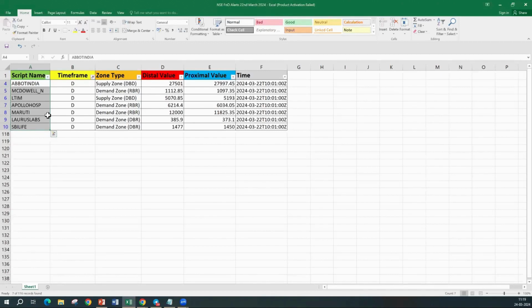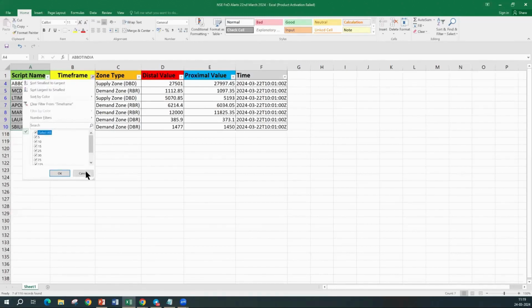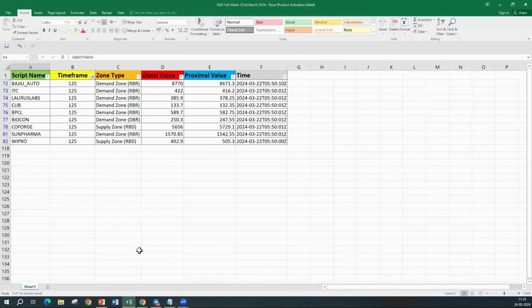So the process for scanning, a quick look at stocks, is to use this filtration sheet and filter out the zones that you trade. If you're trading a 125-minute zone, just select 125 minutes and it will give you all the alerts only on 125 minutes.